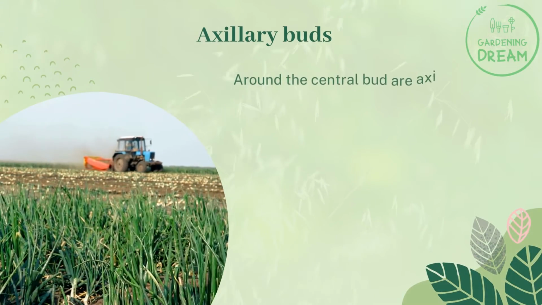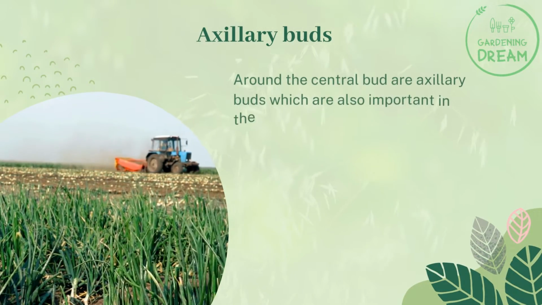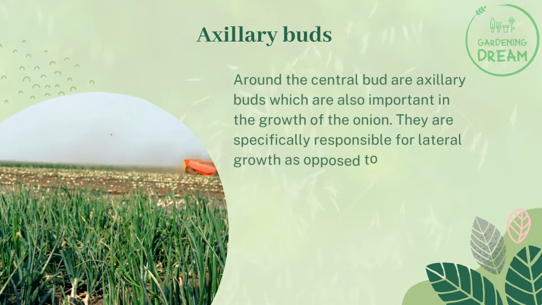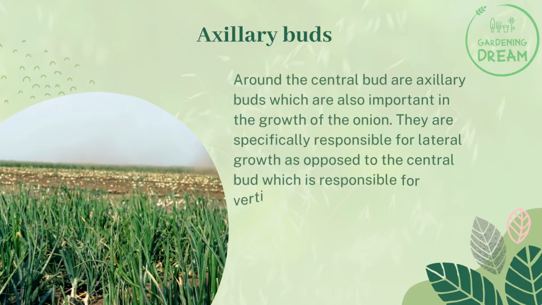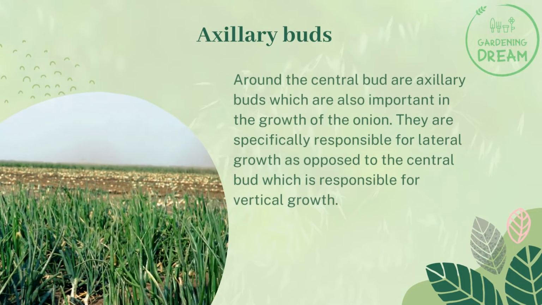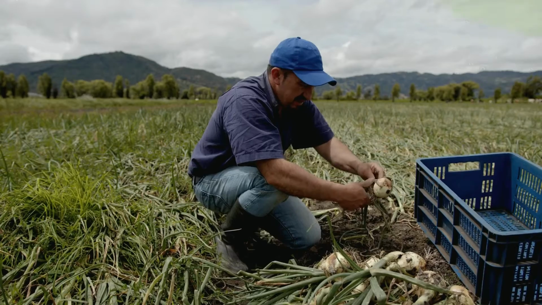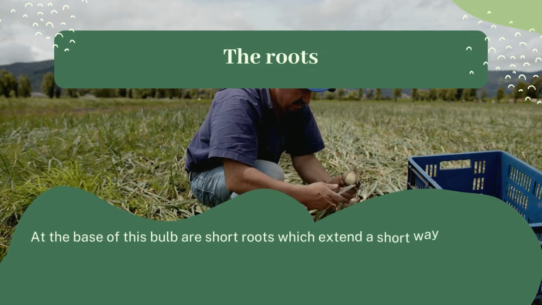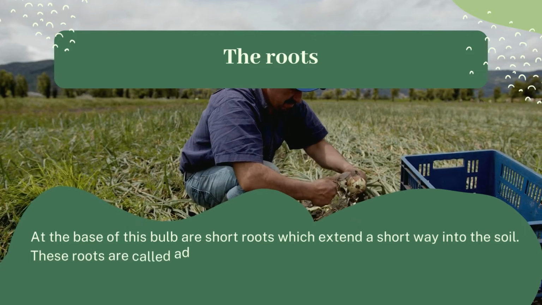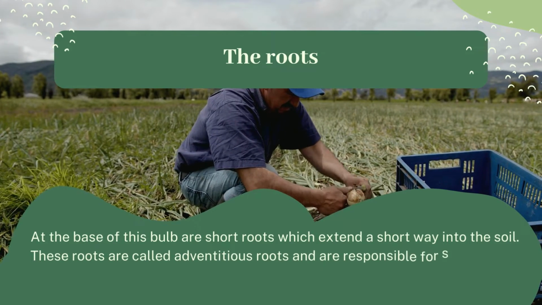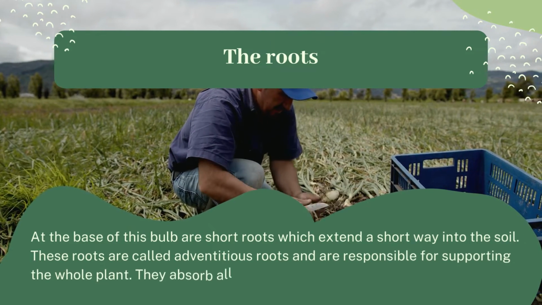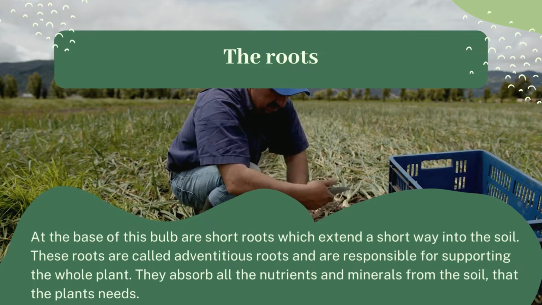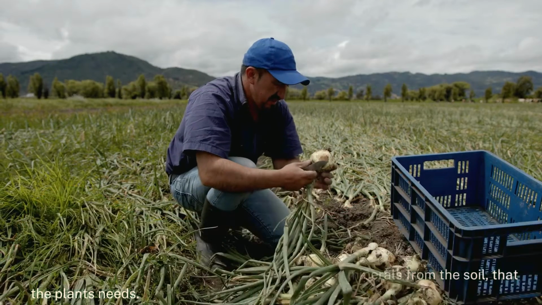Axillary buds. Around the central bud are axillary buds which are also important in the growth of the onion. They are specifically responsible for lateral growth as opposed to the central bud which is responsible for vertical growth. The roots. At the base of this bulb are short roots which extend a short way into the soil. These roots are called adventitious roots and are responsible for supporting the whole plant. They absorb all the nutrients and minerals from the soil that the plant needs.